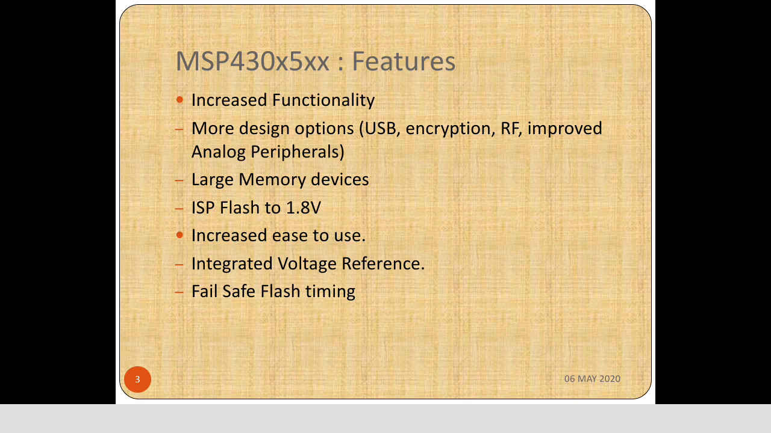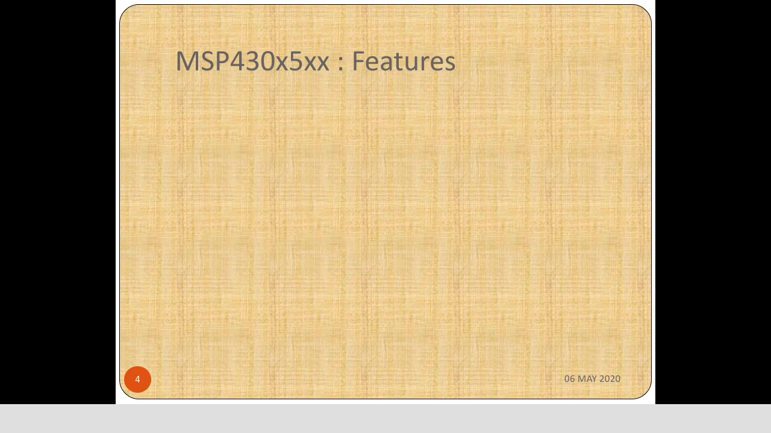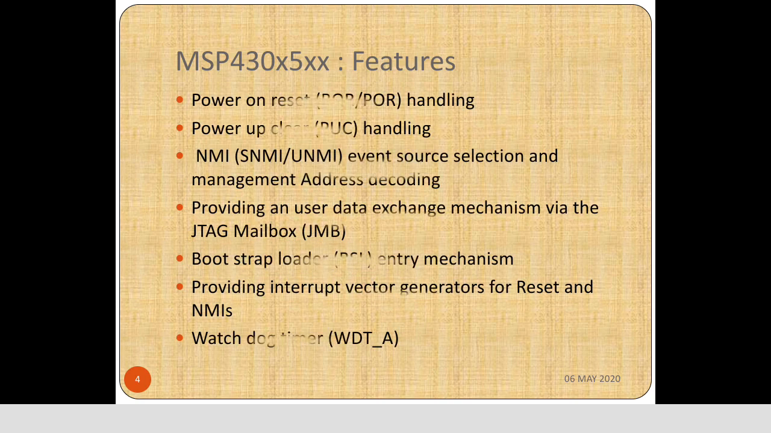So which increases the frequency, and we have a chance for more design options like USB, encryption, RF, and improved analog peripherals available on chip. So we have a chance to design more functionalities, and here we have large memory devices. That means the flash memory size increases and RAM memory size also increases compared to 4-axis. Easy to use, and we have a reference voltage also in the chip.